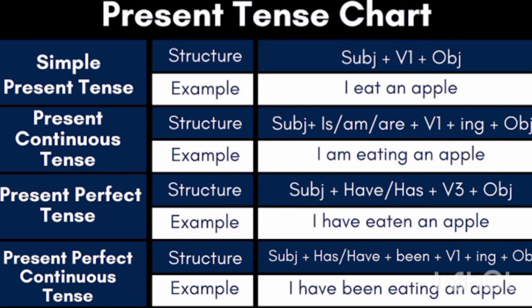Last one, present perfect continuous or present perfect progressive. The structure will be subject plus has or have with been plus verb first form plus ing plus the rest of the sentence. Example: I have been eating an apple. So this is all about present tense. In the next video, we'll talk about past tense, their sentence structure and examples.